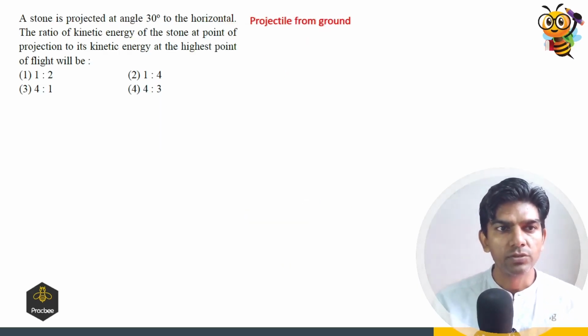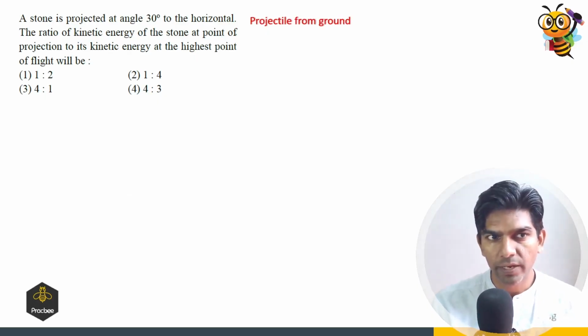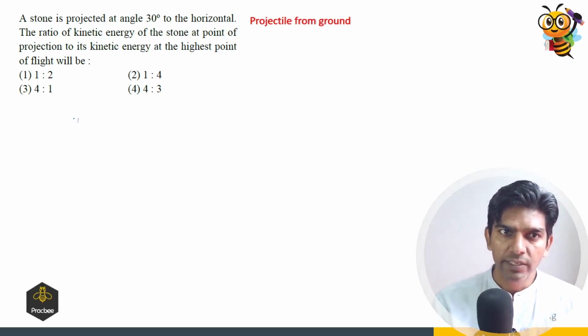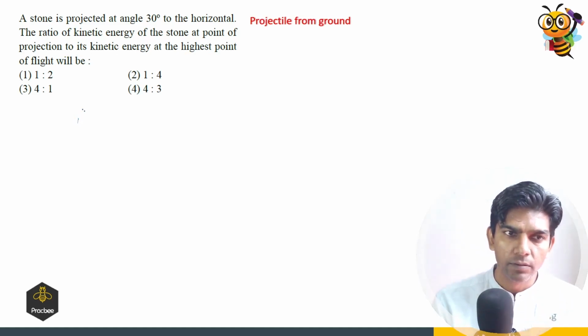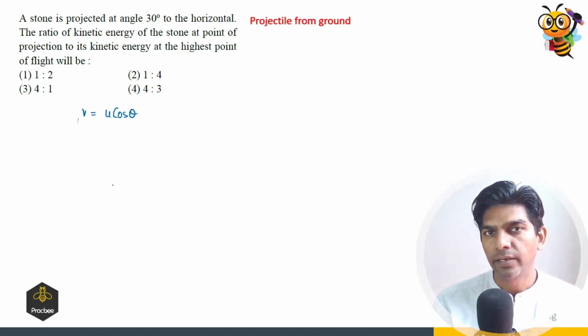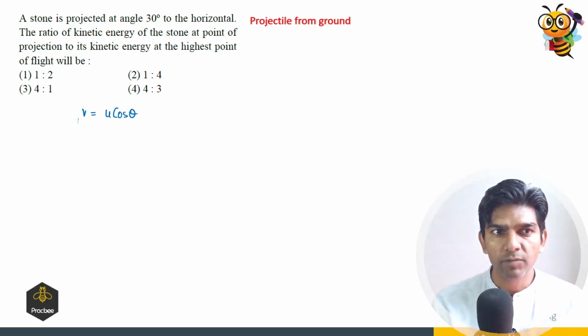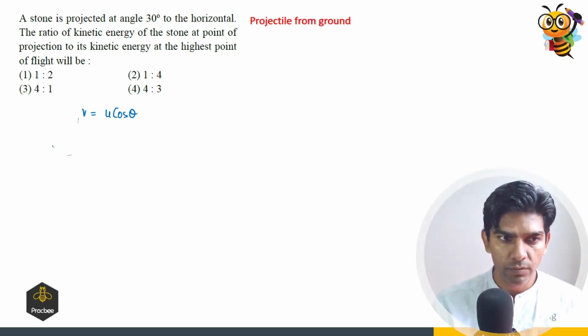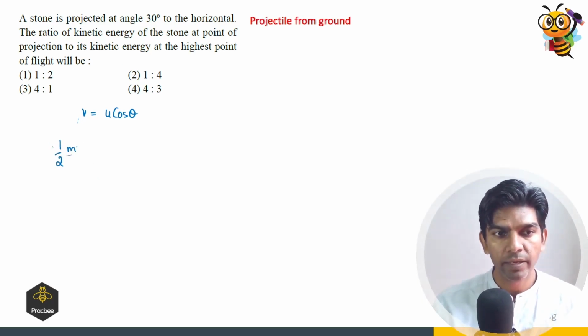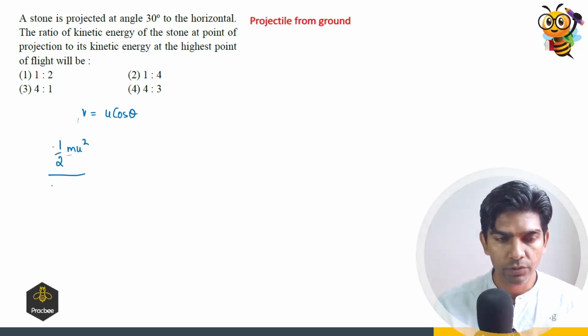Now let us see this question. A stone is projected at an angle of 30 degrees to the horizontal. Find the ratio of the kinetic energy of the stone at the point of projection to its kinetic energy at the highest point. So at the highest point, velocity is u cos theta, and at the point of projection, velocity is u. So we have to find the ratio of kinetic energy at the point of projection, which is half m u square, to the kinetic energy at the highest position, which will be half m u cos theta square.